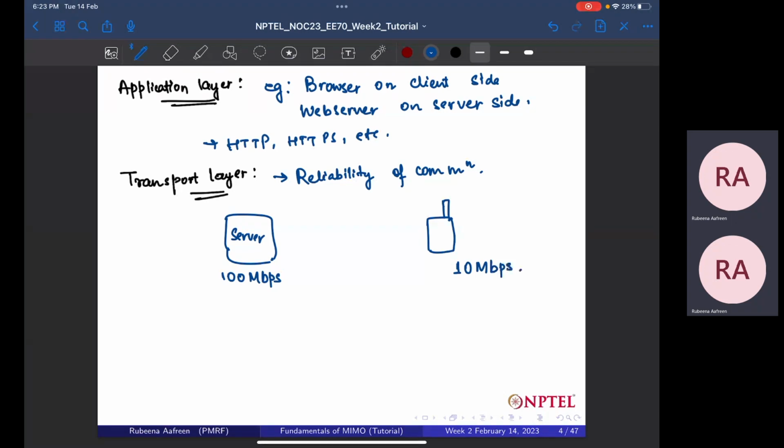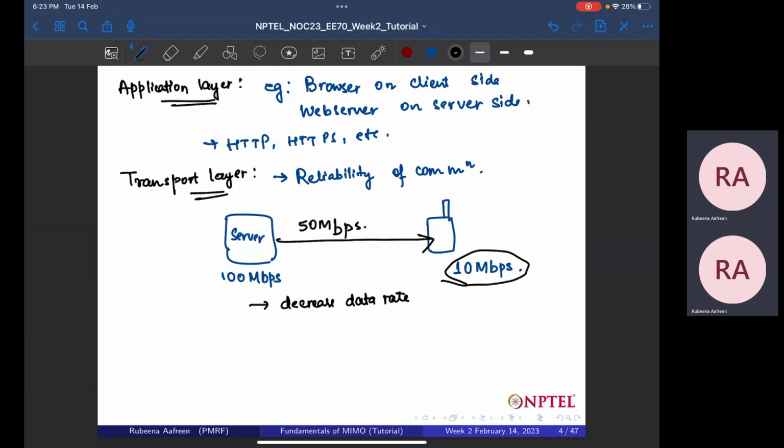Now what is happening is, suppose that the server is transmitting data to the receiver at the rate of 50 Mbps. That cannot be comprehended by the receiver because its limit is 10 Mbps. It can process signals only up to the rate of 10 Mbps. So this transport layer will send the request to the server to decrease the data rate. Or if the data is coming slow, then the transport layer can tell the server to increase the data rate.